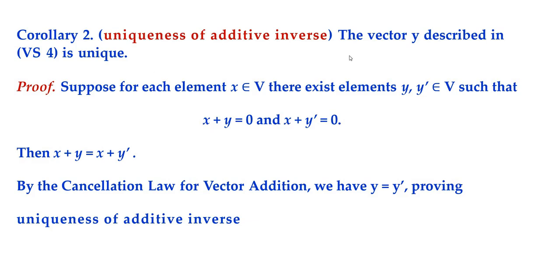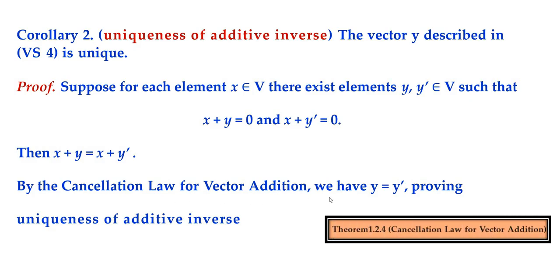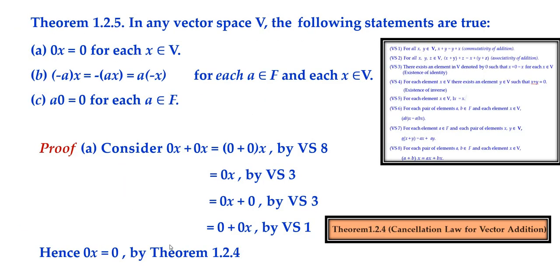Next is uniqueness of additive inverse. The vector y described in Vs4 is unique. Suppose for each element x in V, there exist elements say y and y prime in V such that x plus y is 0 and x plus y prime is also 0. So 0 you have on the right side, so you can equate the left hand side. So you have x plus y is equal to x plus y prime. By the cancellation law for vector addition, you have this implying y is equal to y prime. So that proves the uniqueness of additive inverse.